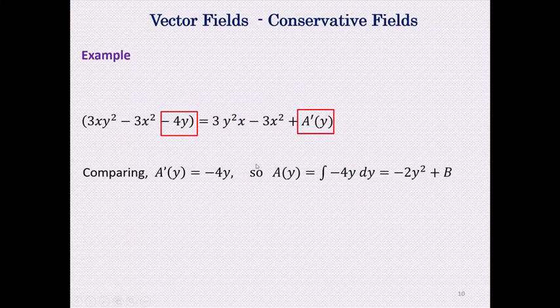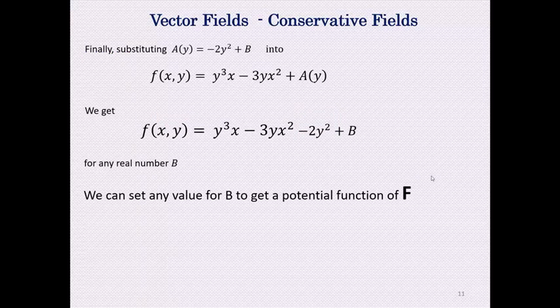And now we do the obvious. Comparing the left with the right, we find a prime of y equals minus 4y. So a will be the integration of minus 4y with respect to y. That will give us minus 2y squared plus some constant b. And substituting this expression for a of y into the expression for f, we get the function f in terms of an arbitrary constant b as expected. So you can choose any value of b to get any potential function f.